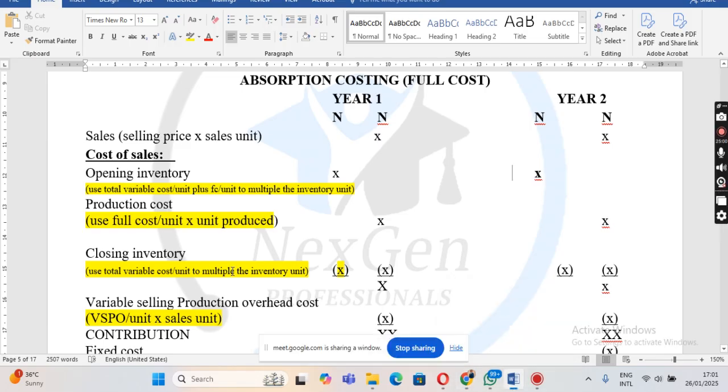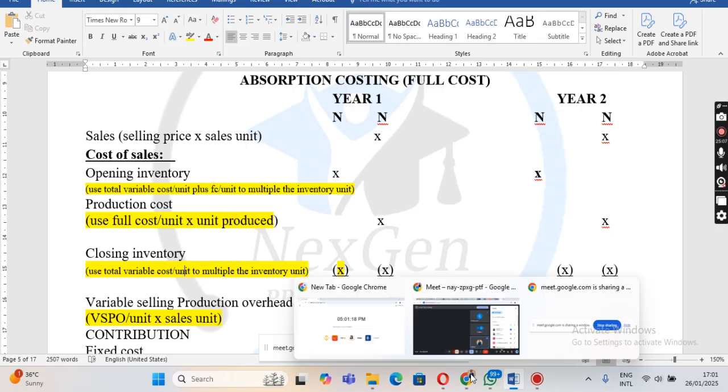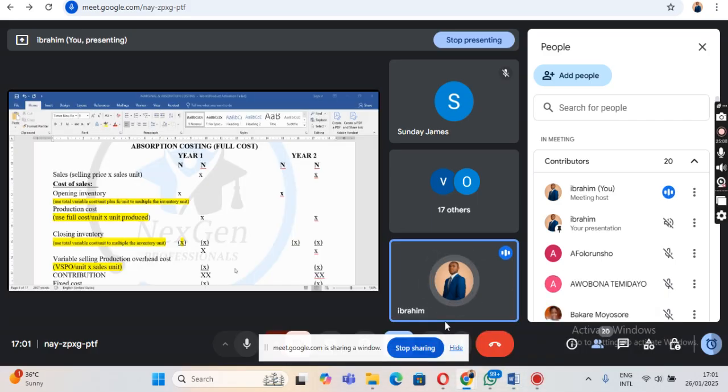Now, if that is established, when you want to determine your closing inventory, we already know how to determine closing inventory under the marginal costing. Please, if you have not watched that video, go back and watch it. It's very simple how to determine opening and closing inventory. So, if you want to value your inventory, you use full cost. What is the full cost?